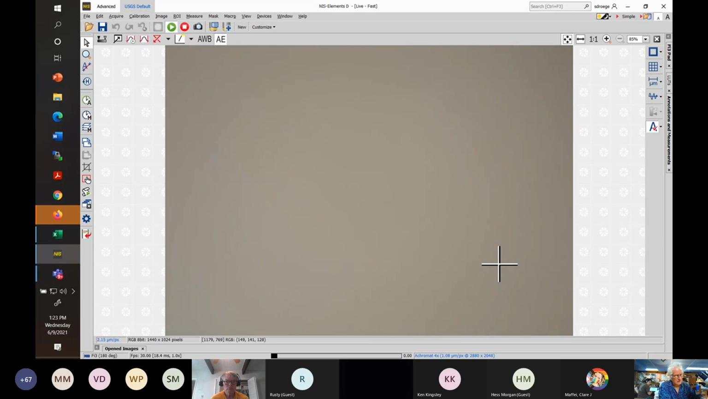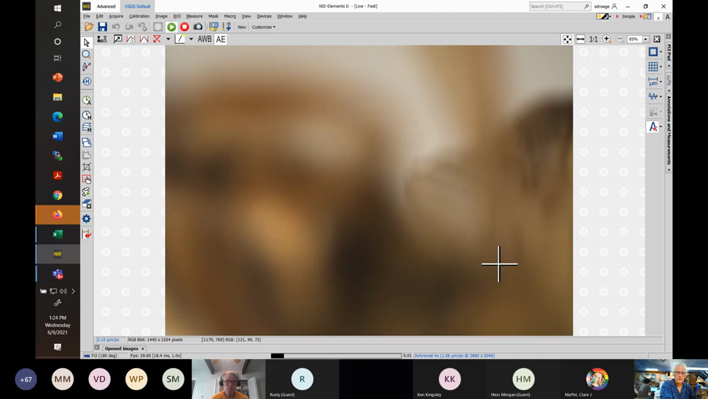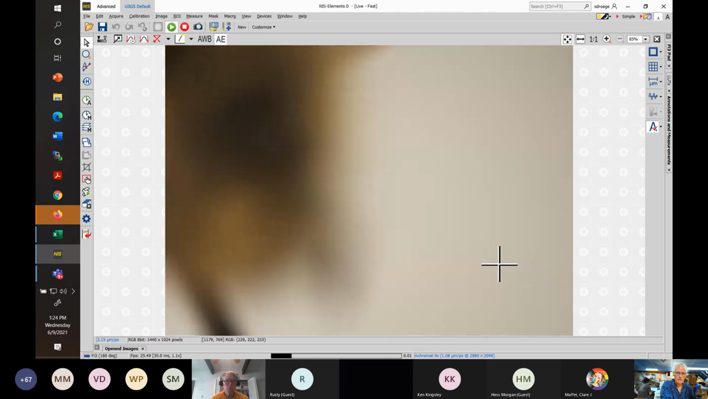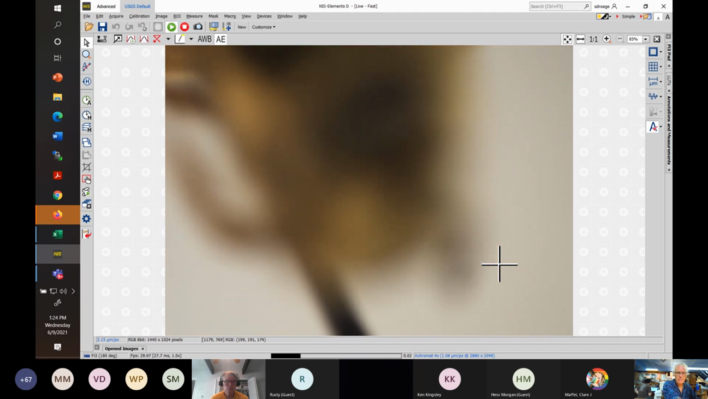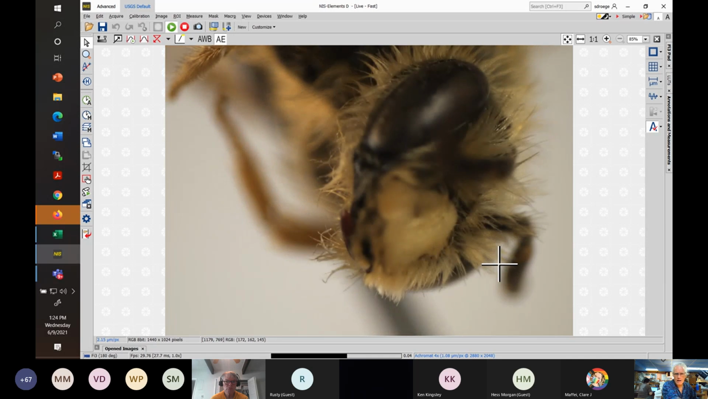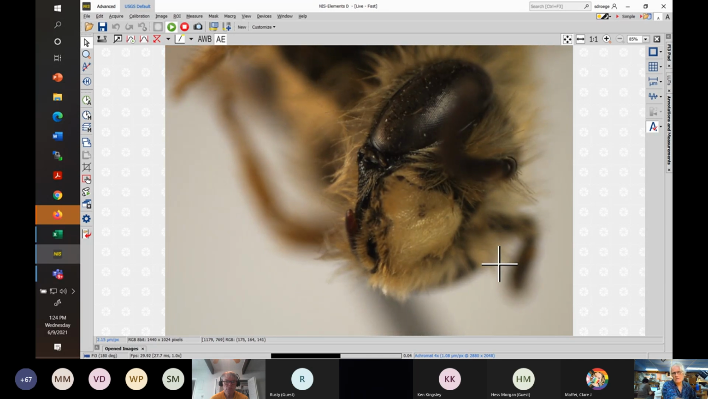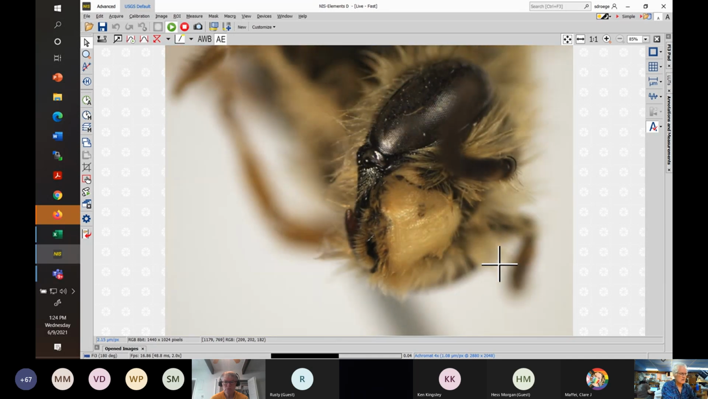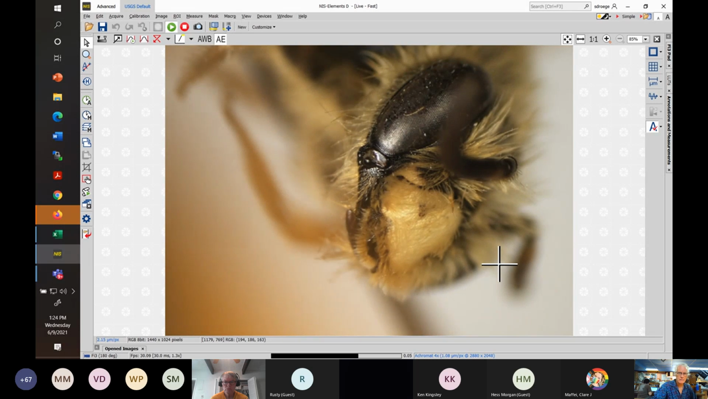Other times, let's see if we can see it here, the yellow on the clypeus extends, as this does, in a little bit. I'm not quite sure why we're not getting as good a light. That's a little bit better.